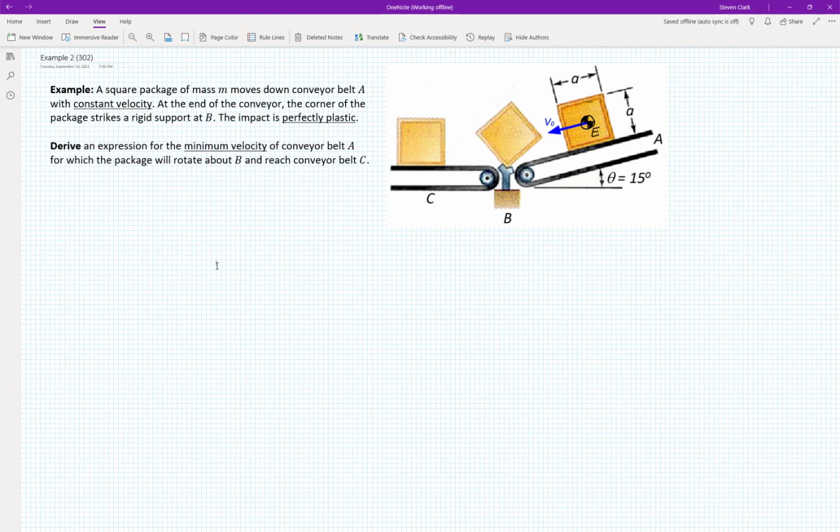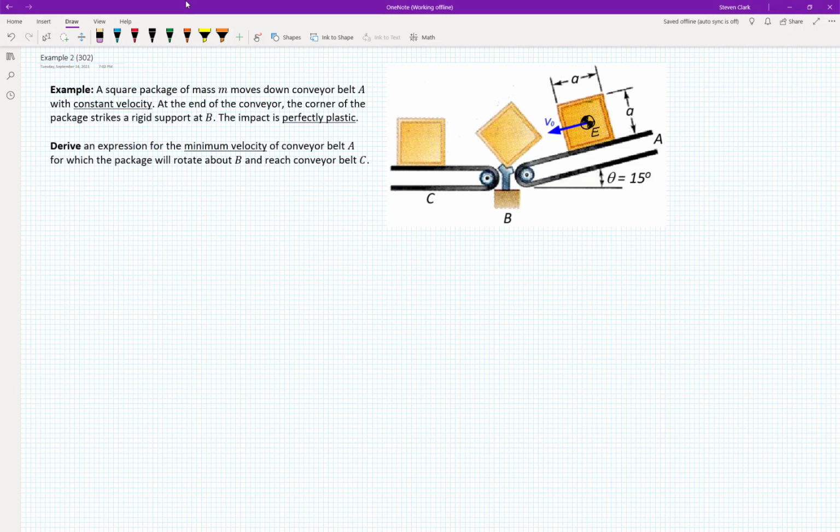Okay, so what do we have in here? We have only one body. We have our box that has velocity v0 and it goes down the incline on conveyor 1. We know that the side of our box is A. We know that incline has theta of 15 degrees. And what else do we know? Aha, we know that our box will eventually hit that pivot, right? And it will just rotate until it finds its destination at conveyor C.